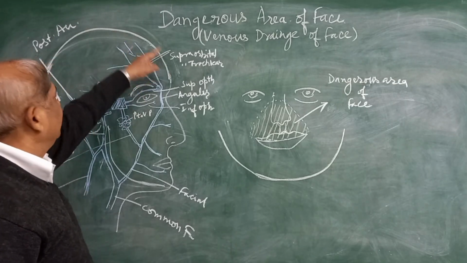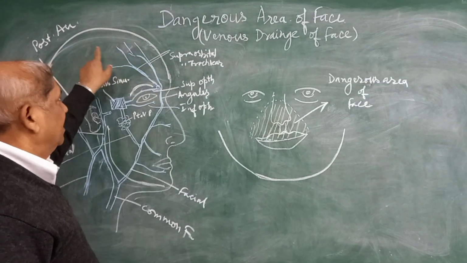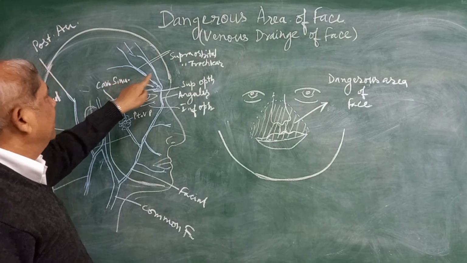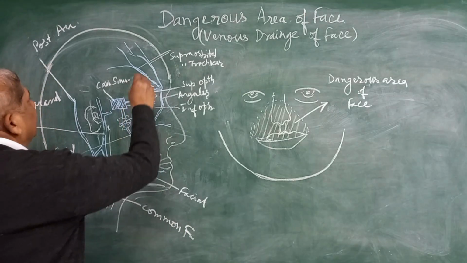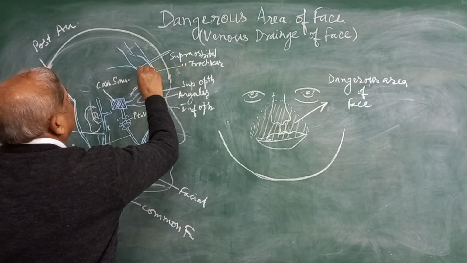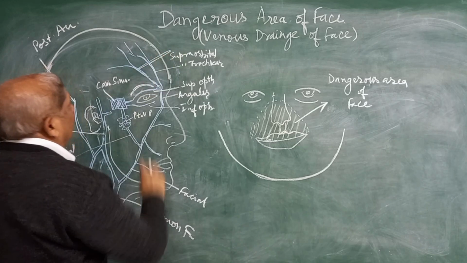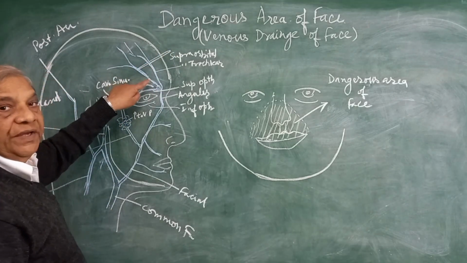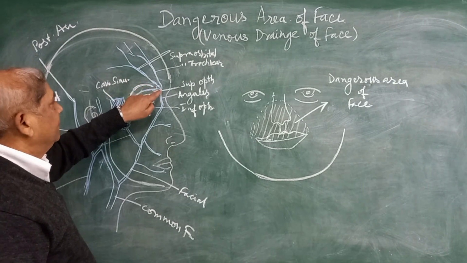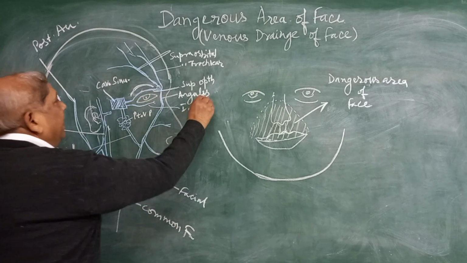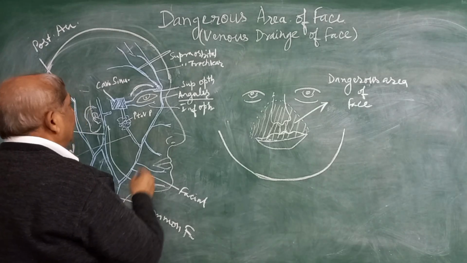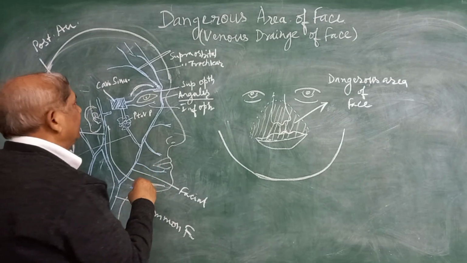For example, from the anterior aspect of the scalp and the forehead, the veins which are draining are the supraorbital and supratrochlear veins. This one is the supratrochlear, the medial one, and the lateral one is the supraorbital vein. Now these two veins, at the medial angle of the eyebrow, unite to form what is called the angular vein. So the angular vein is formed by the union of the supraorbital and supratrochlear veins.